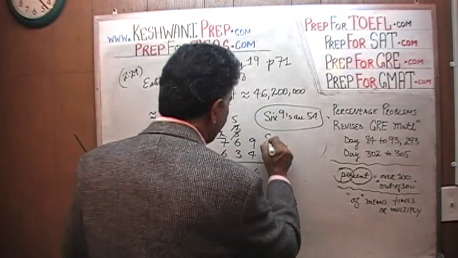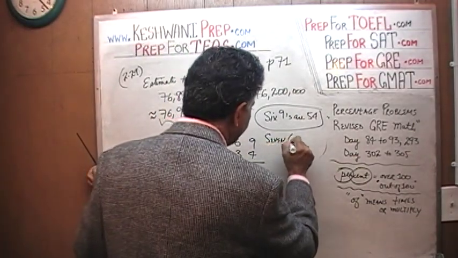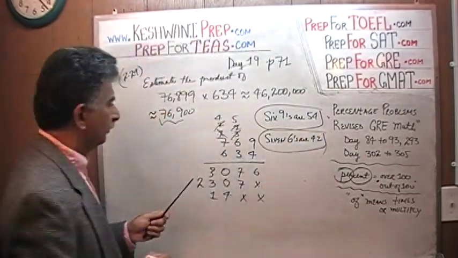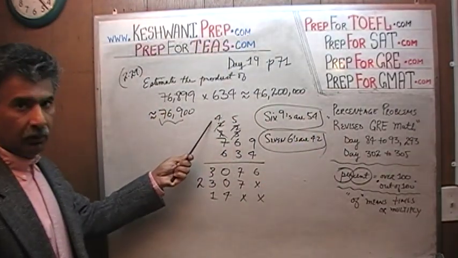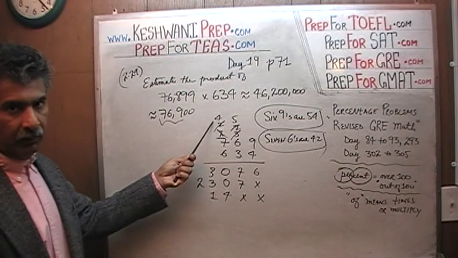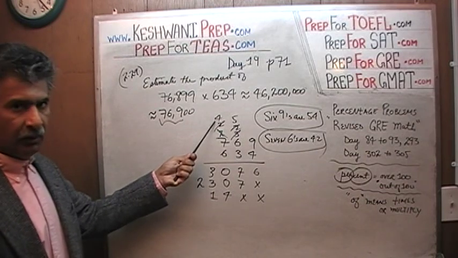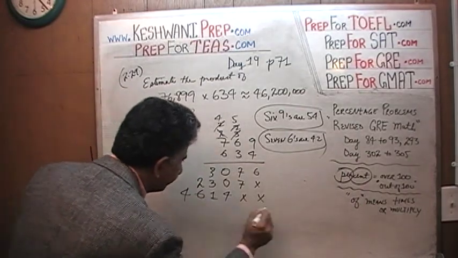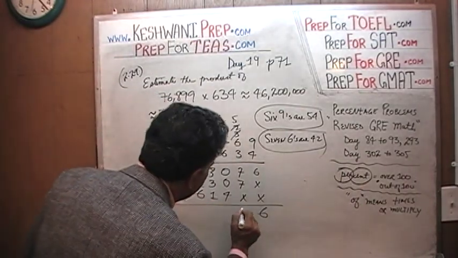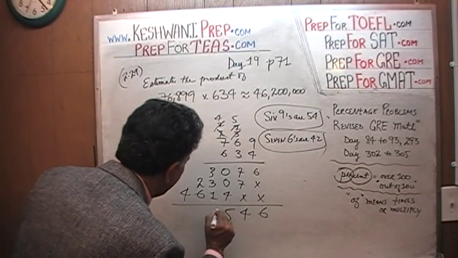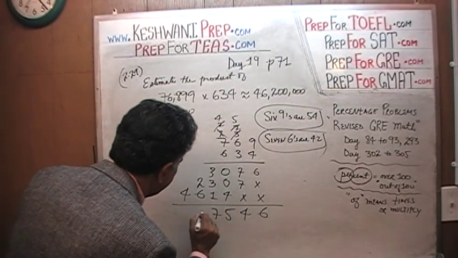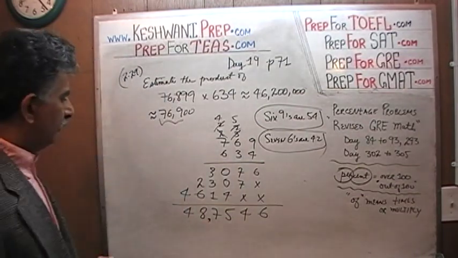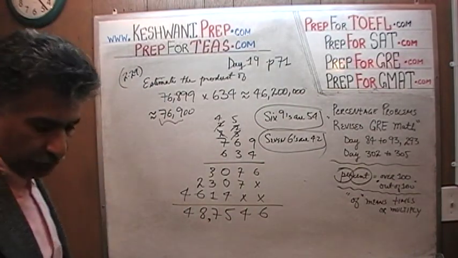7 6s are 42. 42 plus 4. You see, I didn't have to remember what it was because I wrote it down. 42 plus 4 is going to be 46. 6, 14, carry 1, 5, 7, 8, wow. Looks like 48 million. Oh, we're not quite done yet.